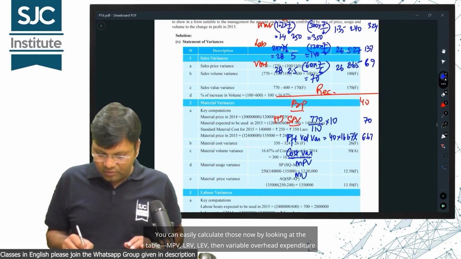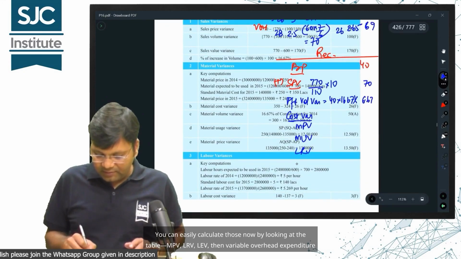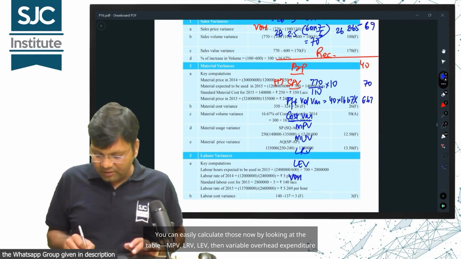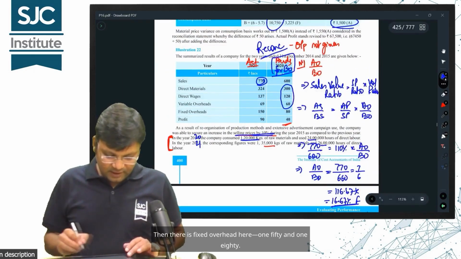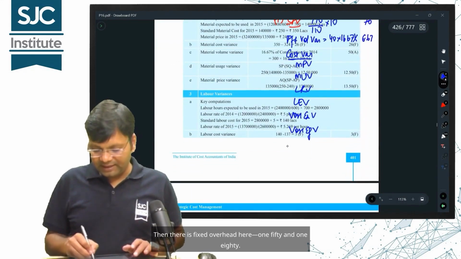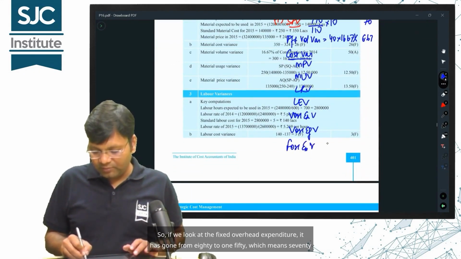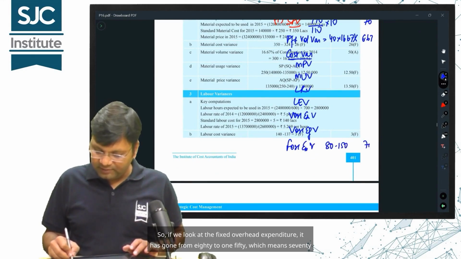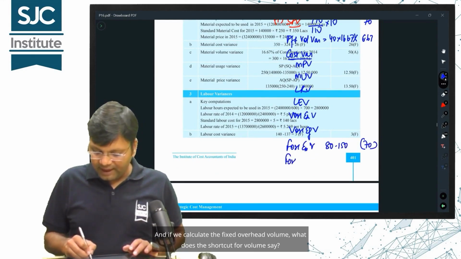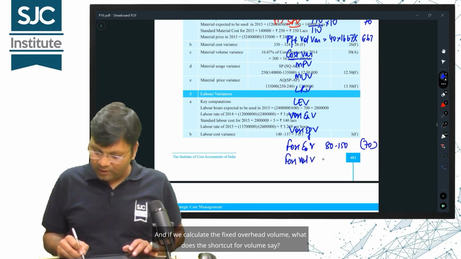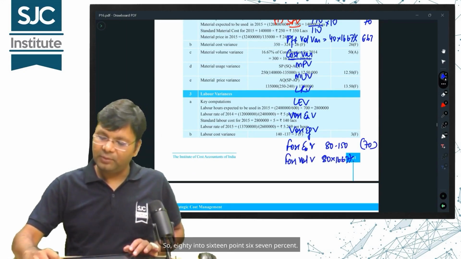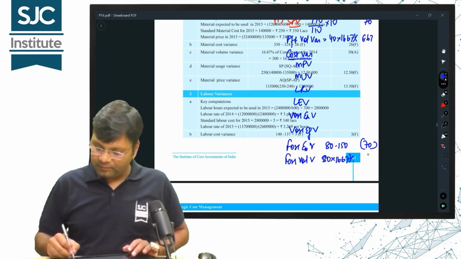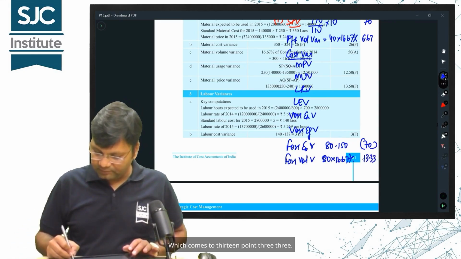You can easily calculate those now by looking at the table: MPV, LRV, LEV, then variable overhead expenditure, variable overhead efficiency, the cost variances will come from there. Then there is fixed overhead here, 150 and 180. So, if we look at the fixed overhead expenditure, it has gone from 80 to 150, which means 70 adverse. And for the fixed overhead volume, what does the shortcut say? The budget figure, 80 into 16.67%, which comes to 13.33.